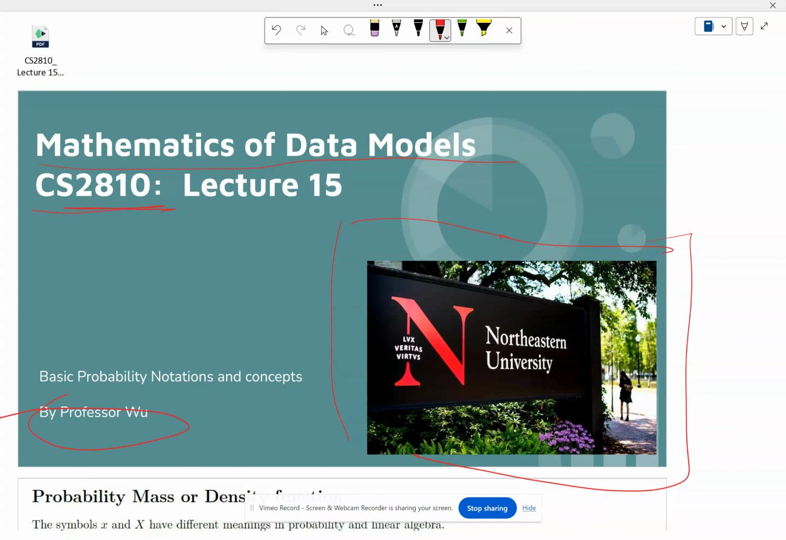So in the past, we have been basically focused on linear algebra. With linear algebra, we concluded it in the last class. Now, from now on, we're going to shift gears and start working on something completely different, which is probability. Probability has its own symbols, notations, representations, and concepts. So today we're going to start by introducing the notations and the most basic concepts.